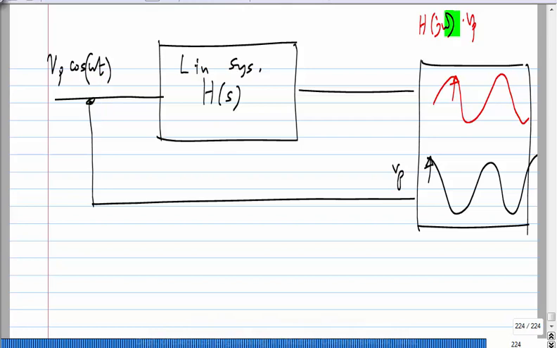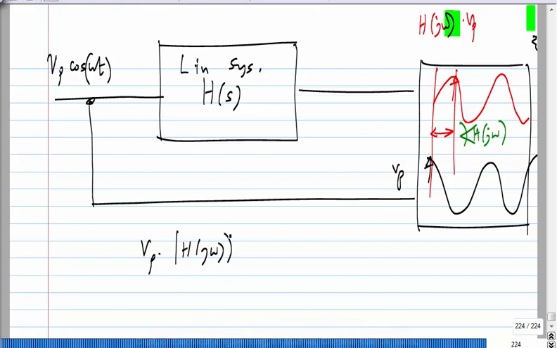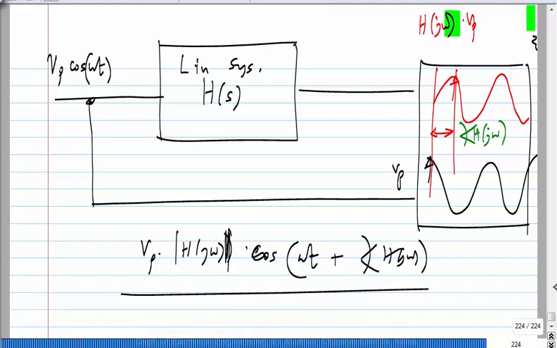Okay. And similarly, this will have some phase difference. Okay. So between this peak and that peak, there is some phase difference. So that is nothing but the angle of h of j omega. And we know the expression also, the output is nothing but Vp times magnitude of h of j omega times cos of omega t plus angle of h of j omega. So if you know h of s for all frequencies, you can find the force response to any sinusoid of any frequency. Okay.